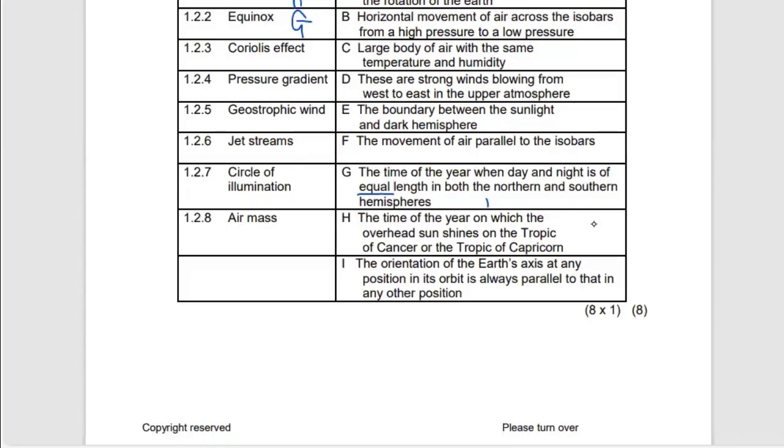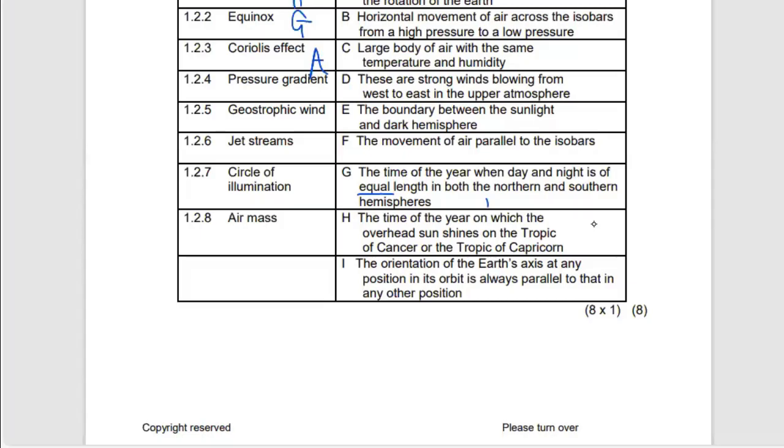Move on to the next one. It says Coriolis effect. Coriolis effect is matched with item A. The description A, what does it say? It says the deflection of winds caused by the rotation of the Earth. Right, we are saying Coriolis effect is brought about by the effect of the Earth's rotation.